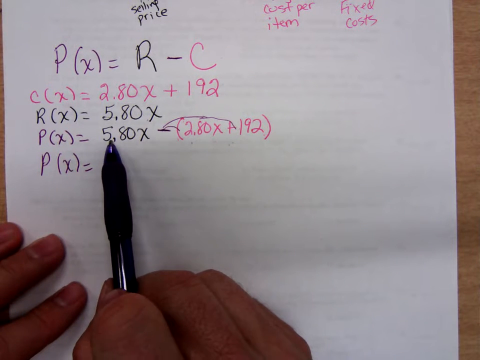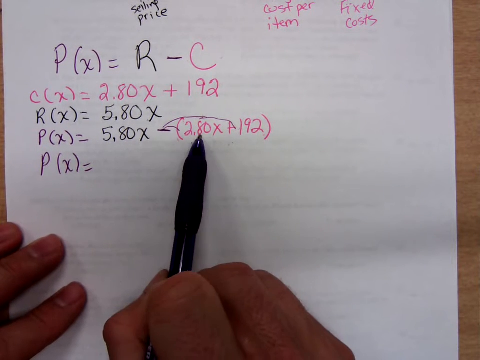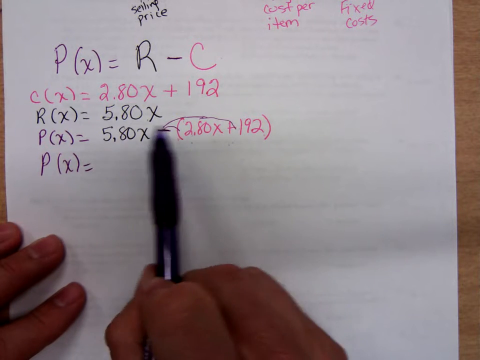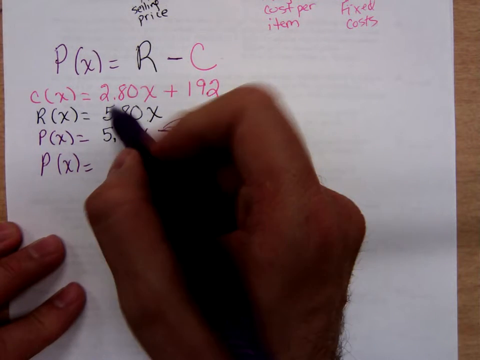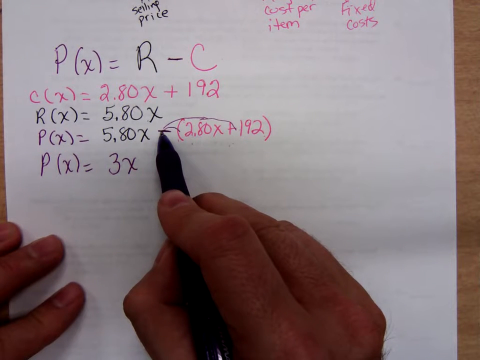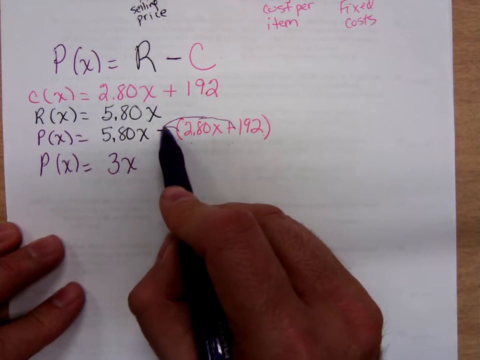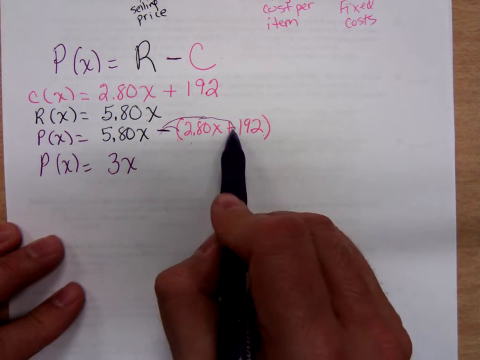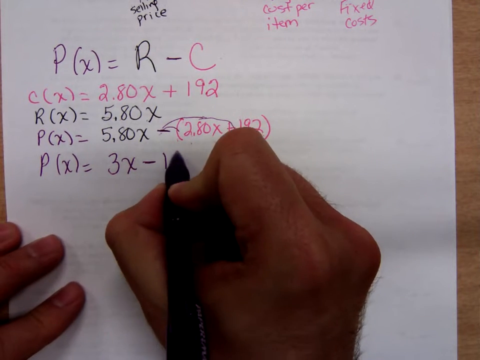Here's our profit function. 5.80 minus 2.80, would that just be a 3x there? And then we're distributing this purple minus here. It might look black up there. Distributing that purple minus, this would be a minus 192.